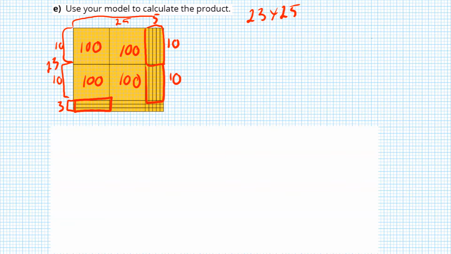In this bottom block we have 3 times 10, which is 30. Another block of 3 times 10, another 30. And then what's left over here is 5 times 3, which is 15.